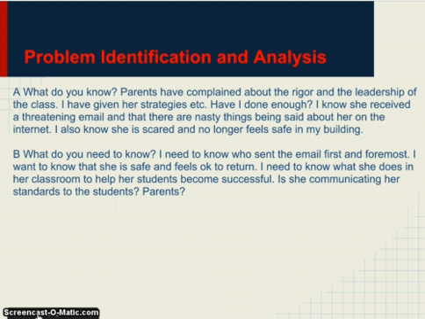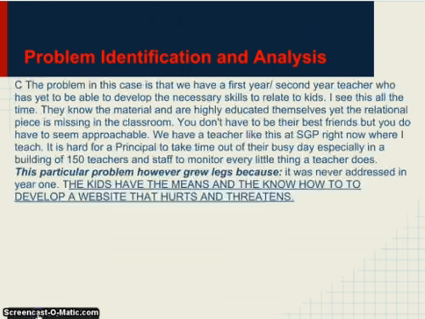If that's the case, I believe we can thwart this whole thing without involving the superintendent, without involving too many school personnel. The teacher, myself, the parents, and the student who created the problem should be able to handle this easily if we are able to find out where it came from. I need to know, however, what she's done in her classroom to help her students become successful. Is she communicating her standards to her students and her parents?